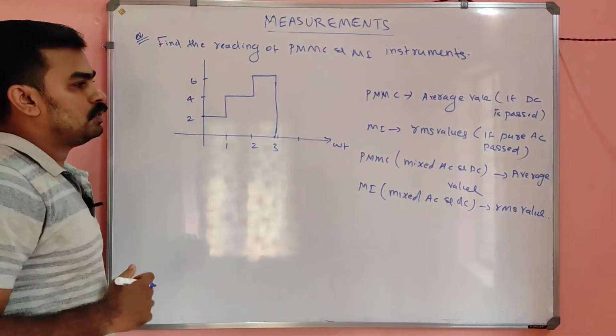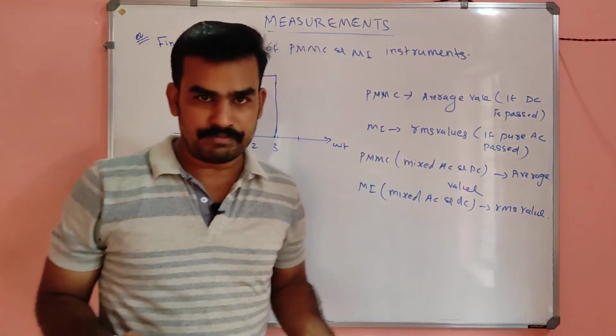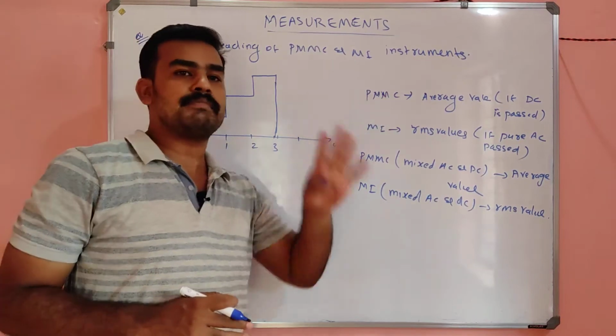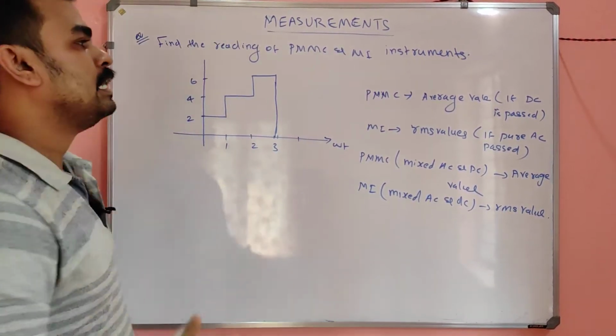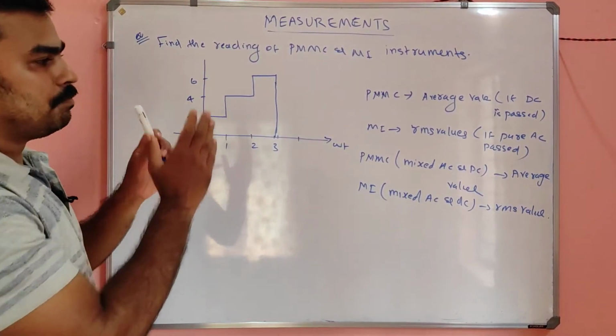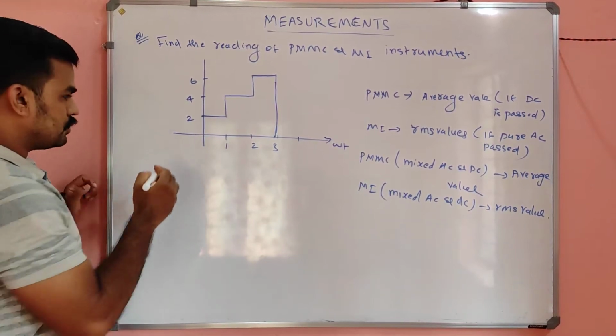In an MI type instrument, we can pass both AC and DC, of course. In an MC type instrument or PMMC type instrument, we only pass DC. We can't measure AC value by using it. So by keeping all this in your mind, find the reading of the PMMC. Let's focus on PMMC first.